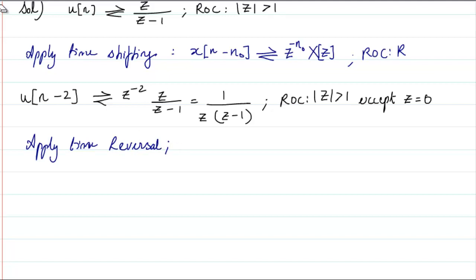So time reversal says that if you have a function x of n, then for x of minus n, the Z transform will be obtained by just changing z to 1 by z. And what is going to be the ROC? ROC is going to be just 1 by r. That means there also you have to put 1 by z. So let us do that.